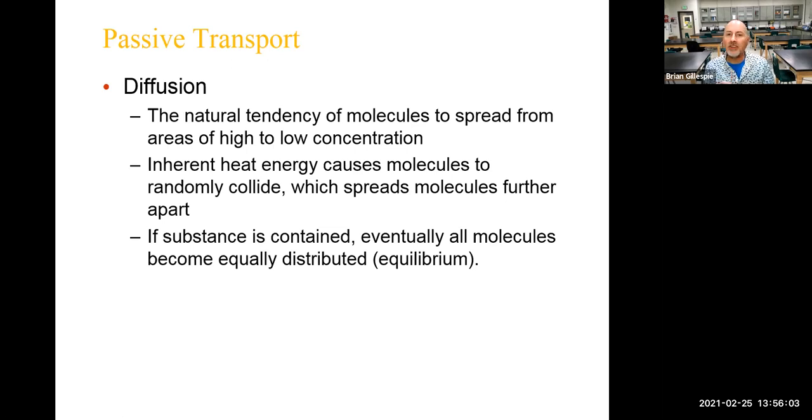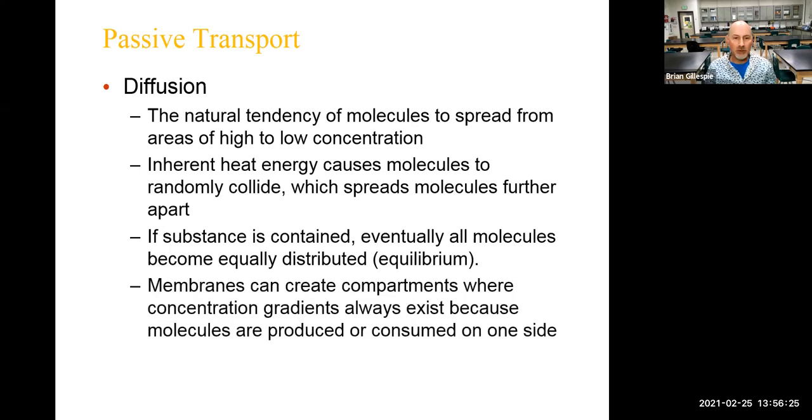Now, equilibrium does not mean the molecules have stopped moving. It's just that the movement of one particle in one direction is usually countered by the movement of another particle of the same type in the exact opposite direction. The net effect, those movements cancel each other out. Everything seems to look the same. All right. So diffusion is the starting point to understand passive transport.